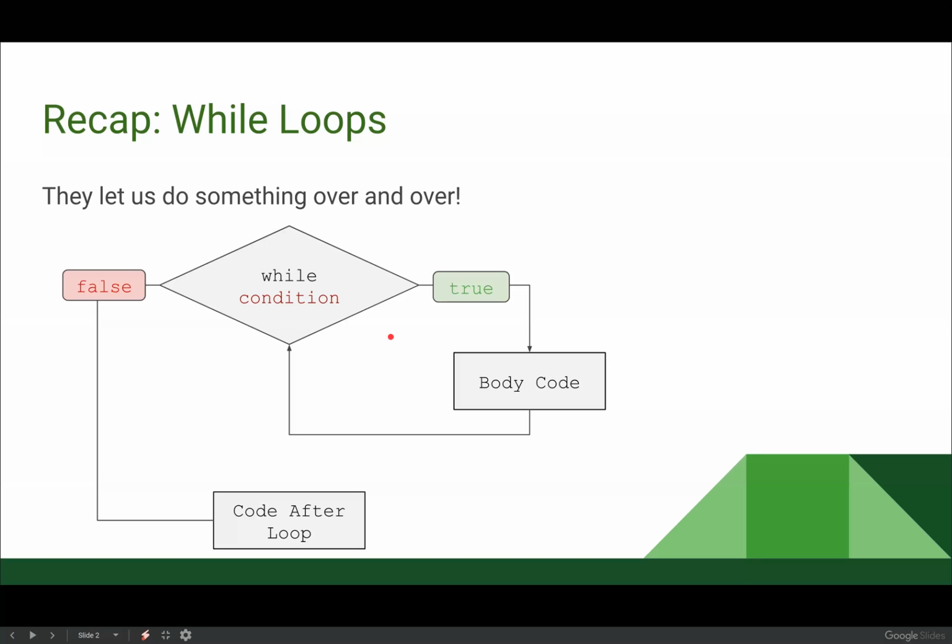All right, today we're going to discuss a different type of loop. A brief recap of what our while loops were. We talked about this last class. We have our condition. When that condition is true, we're going to run that while loop's body code and loop and loop and loop until our condition is false, and then we will run any code after the loop.